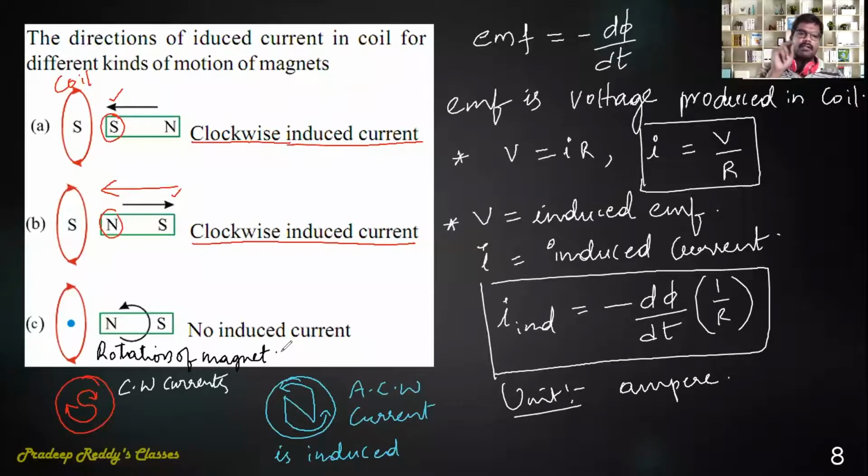So remember, for a change in the magnetic flux, definitely there should be a relative motion between coil and magnet. If not, there will be no flux change. If there is no flux change, there is no EMF. If there is no EMF, then there will be no current produced in the circuit.